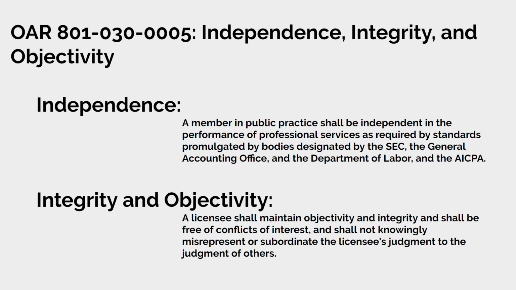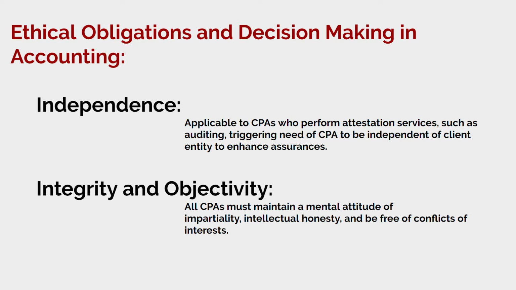So taking that next step further, looking at our textbook and connecting those, the textbook defines independence as a CPA who performs attestation services such as auditing, triggering the need for that CPA to be independent of client entities to enhance assurances. So those are pretty similar. And for integrity and objectivity, all CPAs must maintain a mental attitude of impartiality, intellectual honesty, and be free of conflicts of interest. So for the book, it appears that rules in the form of principles are the main focus here.